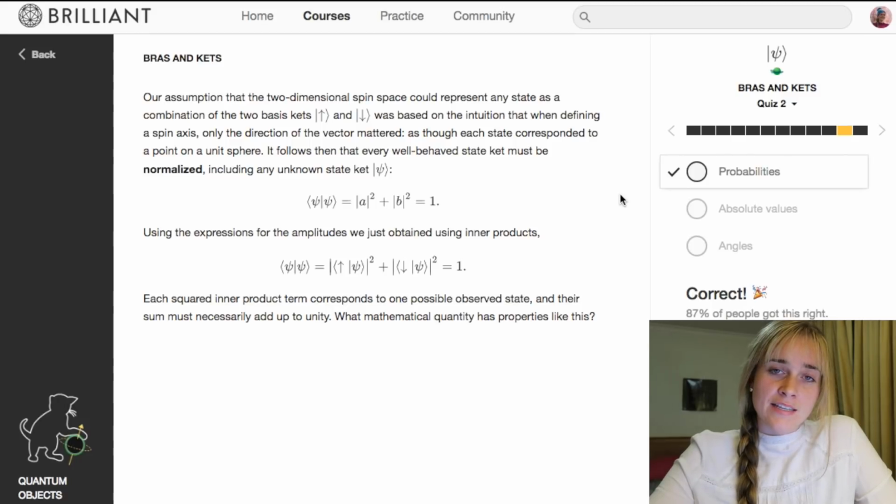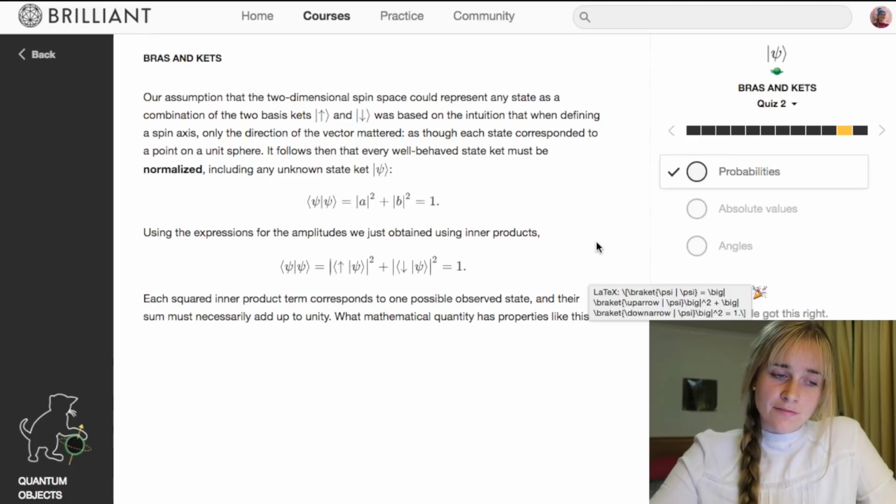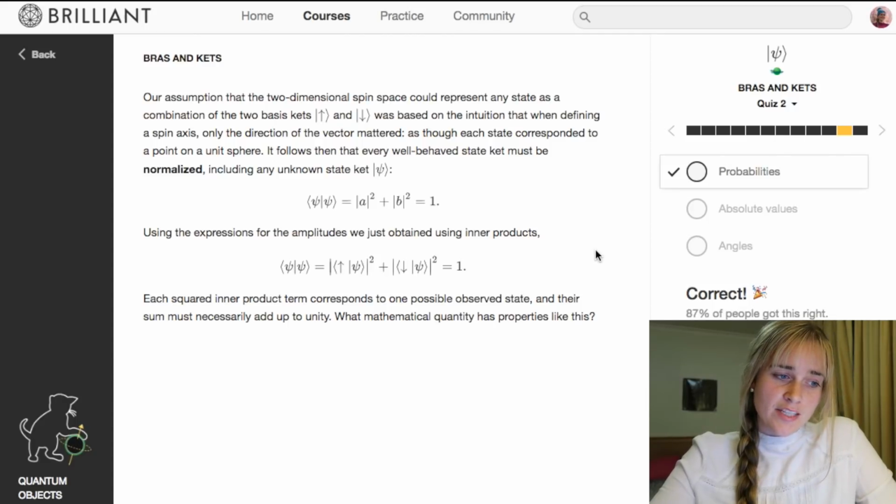So we've given ourselves an identity to work with, because we also have a definition for A and for B. That's what we also worked out before. And if we put in our A and our B into that equation too, this is the final identity that we end up with. It's mostly just symbols here, but it becomes quite useful. If you look at it, each squared inner product term, so that's the thing inside the brackets, corresponds to a possible observed state. That was like up or down in terms of spin. And the sum of them, if you add them together, it has to equal 1.